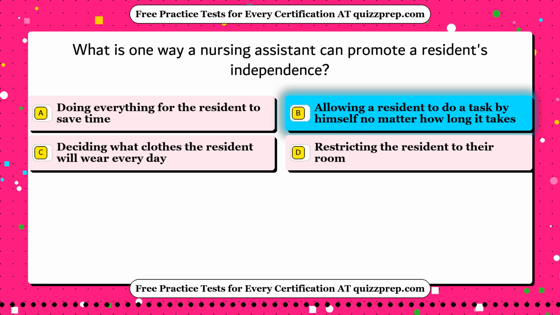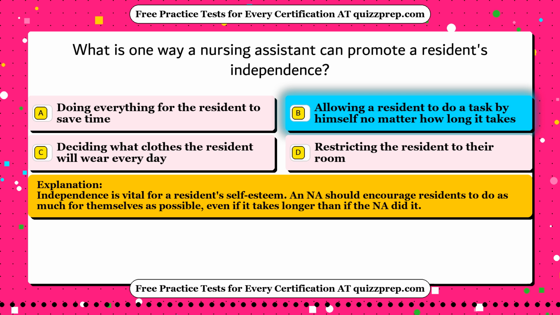The correct answer is option B, allowing a resident to do a task by himself no matter how long it takes. Independence is vital for a resident's self-esteem, and NNAAP should encourage residents to do as much for themselves as possible, even if it takes longer than if the NNAAP did it.